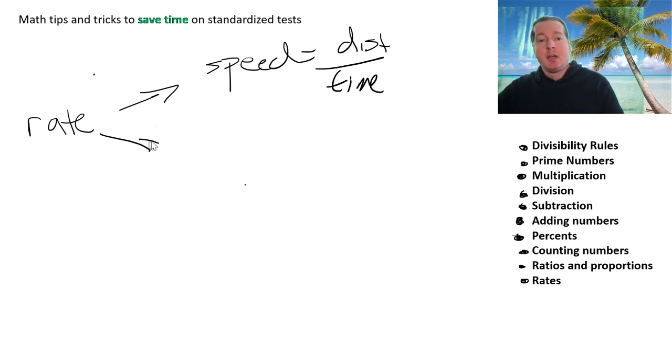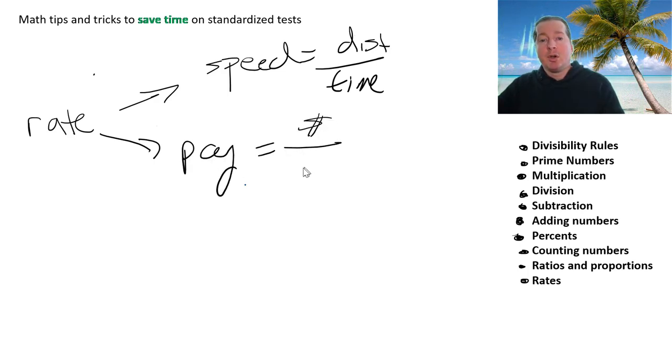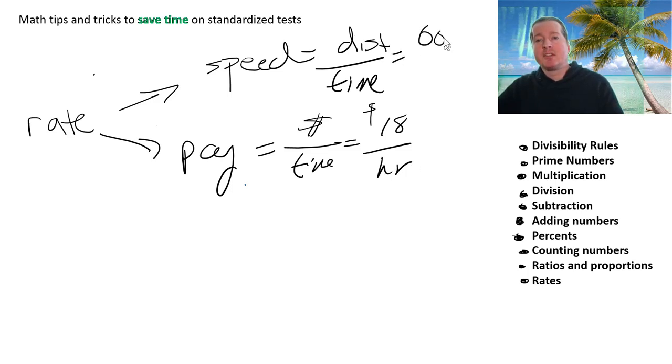You see speed. You might see pay, a pay rate. Pay would be what? It might be dollars, for example, or euros, over, again, time. So maybe you're paid, I don't know, $18 per hour. I forgot to mention speed. Maybe you're going 60 MI for miles per HR for hour.